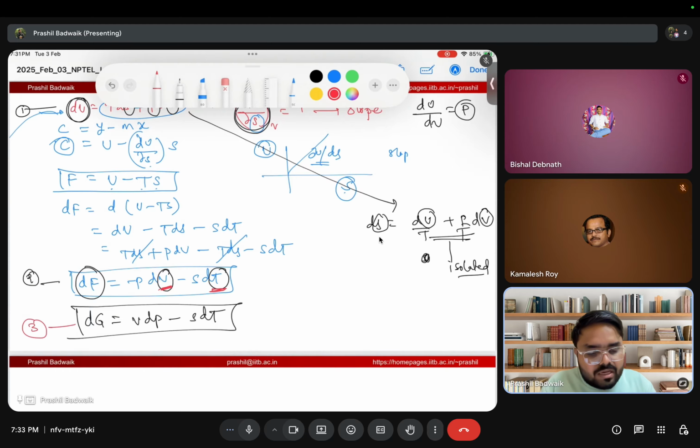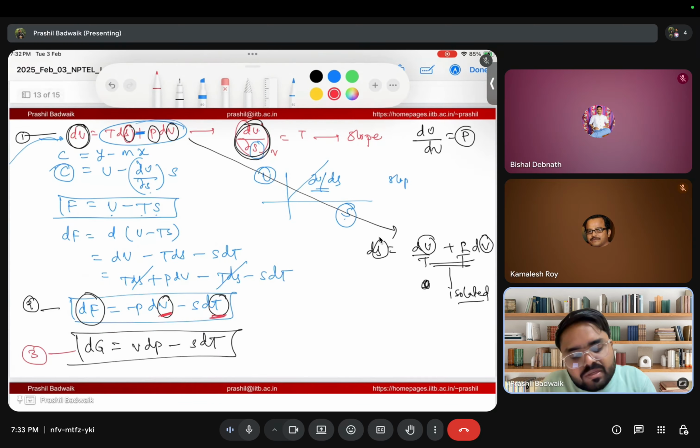In the previous case, entropy was difficult to control. I cannot measure entropy, so how can I control the entropy? But I can measure temperature and control it. I can measure the volume and I can control it. That means this system is NVT, correct? If it is not written, that means N is already there, right? So I'll write mu dn. So this is my NVT system. Number of particles are not changing, volume is not changing, temperature is not changing. What is this system called?